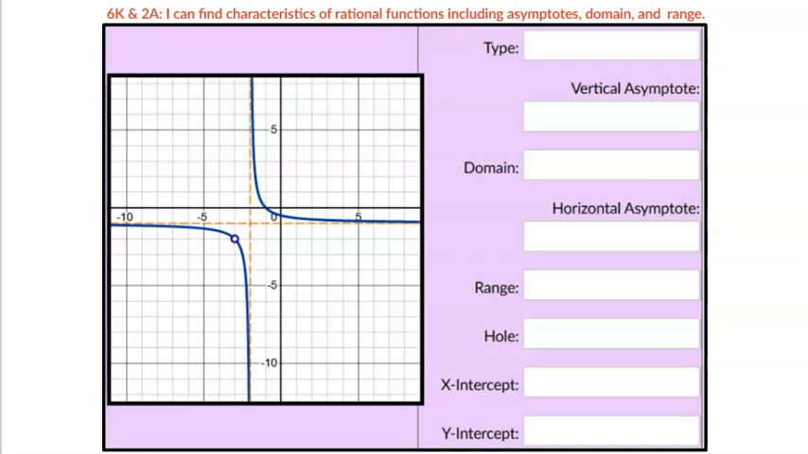The type of function this one is, is an odd rational. Odd rationals will look like this or like this. Even rationals will either be like this or like this.